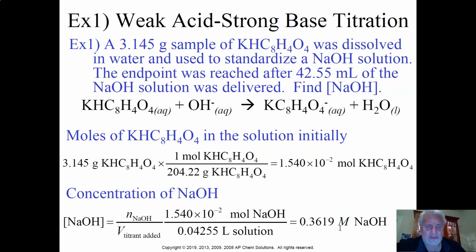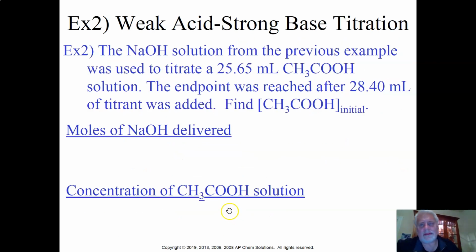So this will then serve as a great standardized solution. There's no way that you can make a solution of sodium hydroxide that you know the molarity that well. That's what getting a standardized solution means. You use a solid form of the acid. That's really easy to weigh out and do that.